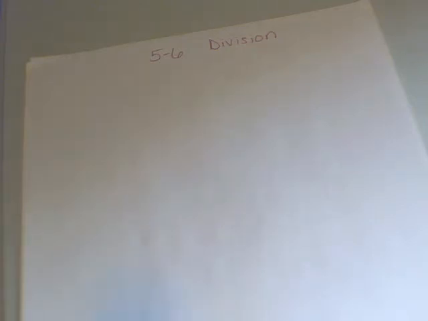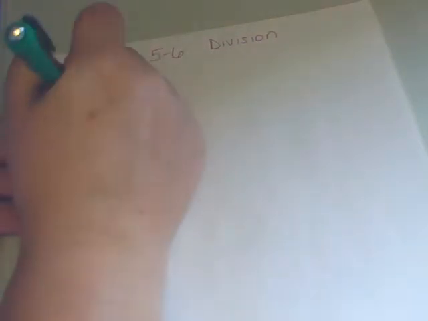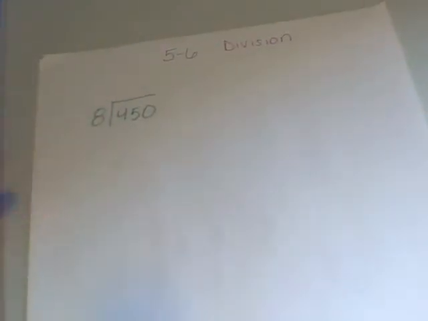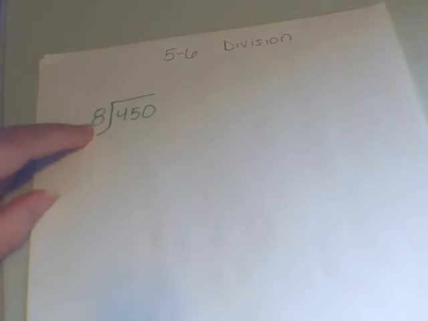All right, so we are going to be doing some more division this week in math. So let's say we have this 450 divided by 8. Okay, and we remember that this is our dividend, this is our divisor, and remember I told you it's like it sits on a visor, and our answer is our quotient.